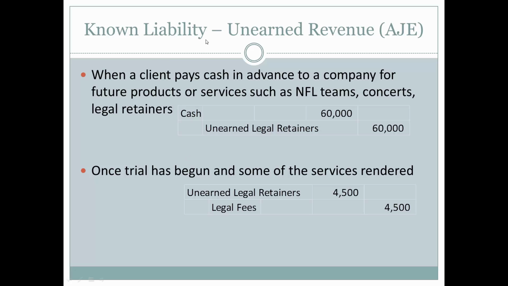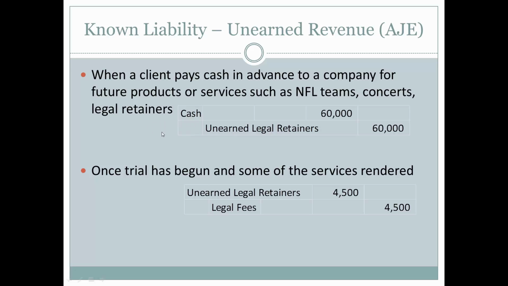Next, let's look at another known liability, unearned revenue. Well, we looked at this earlier when we talked about adjusting journal entries. So when a client pays cash in advance to a company for future products or services, such as when they pay NFL teams as ticket holders, they pay for a concert ahead of time, or they pay legal retainers to a law firm in anticipation of either a trial or as a company just having a lawyer on hand in case they run across a legal issue. They'll have somebody on retainer.